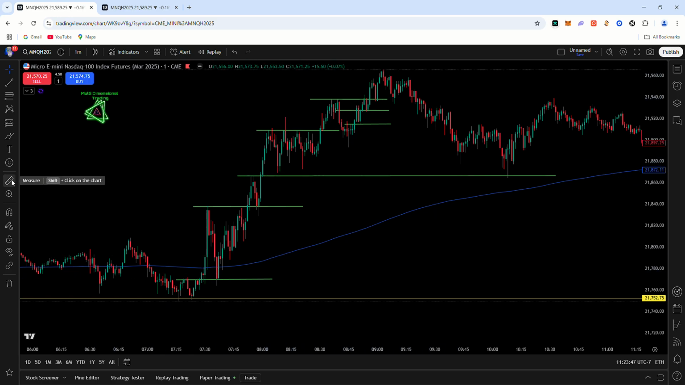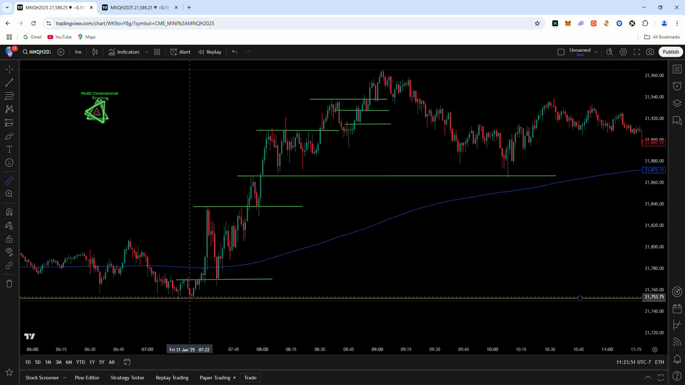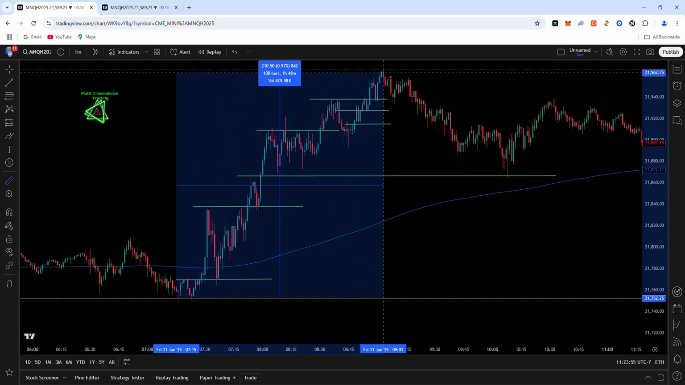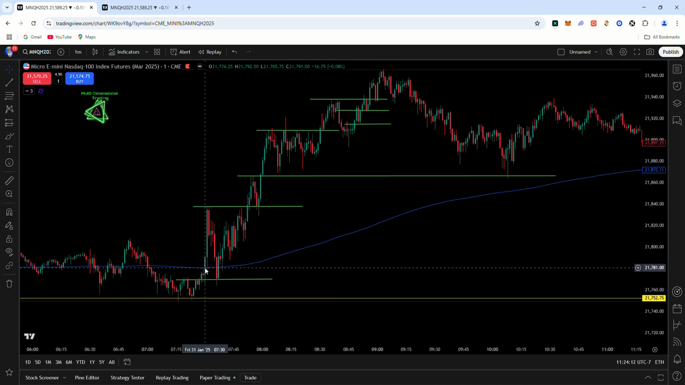Remember, we only need 50 to 100 points. From the lows of that 1 hour all the way to the highs of that 9 o'clock hour, that was about 209, 210, 212 points. Remember, we only need 50 to 100 points per run, per day, and we're done. We're done. So let's break this down.